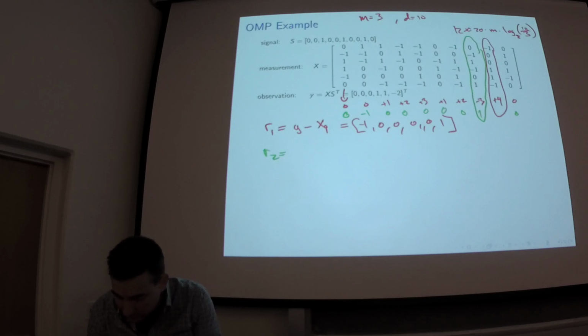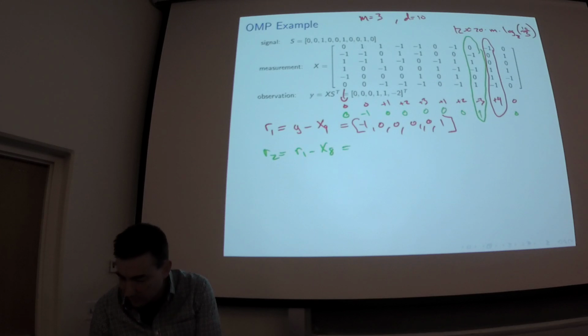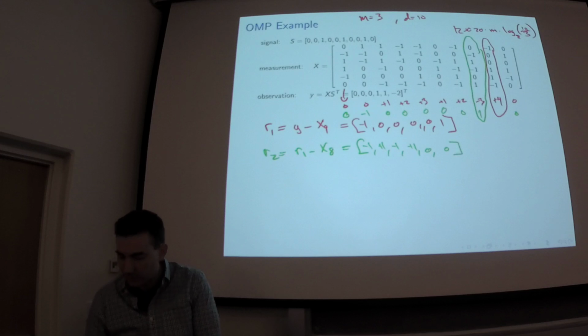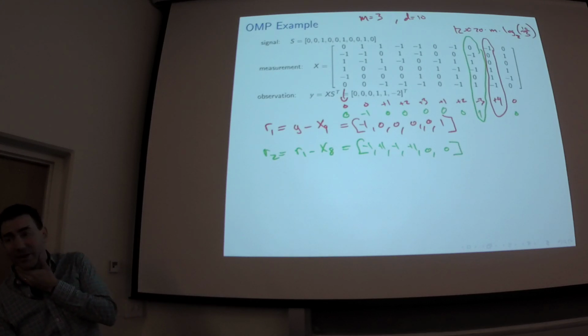Now R2 is going to be equal to R1 minus X8. So I have -1, -0, so I still have a -1. I've got a +1 here. I've got a -1, a +1, a 0, and a 0. Okay, so my norm didn't go down.